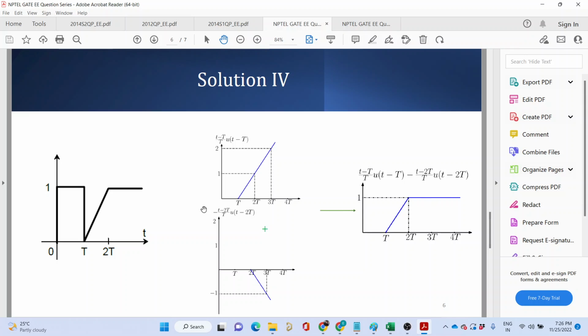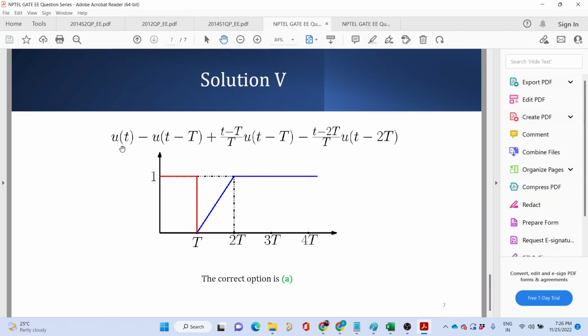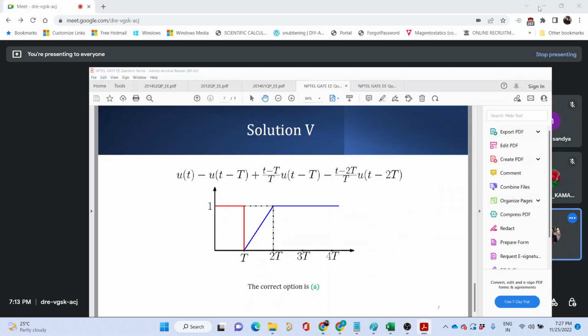Yes, sir. So now this part you have already got, and now you have realized the rising part and the constant part. So you now add all this that you have got: u(t) minus u(t minus capital T). There is a red part which I have shown, and this portion is the linearly rising part and then a constant part. So the correct option is A. Okay. You got the point. Everybody is clear with the concept.